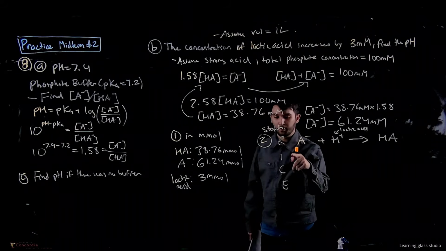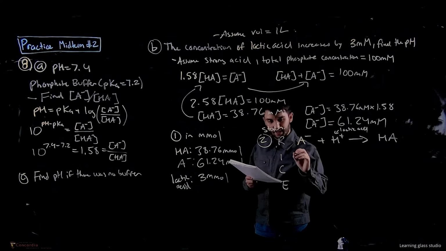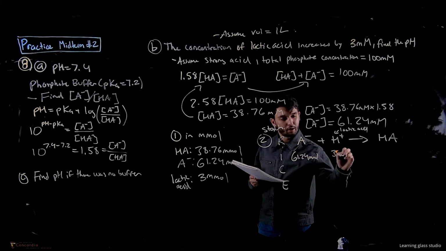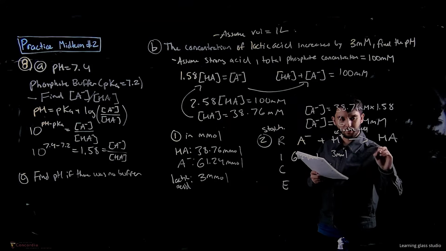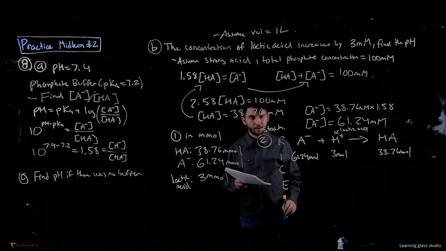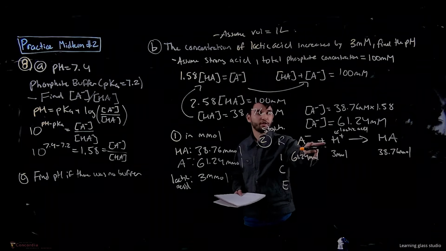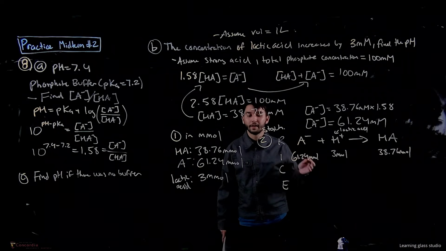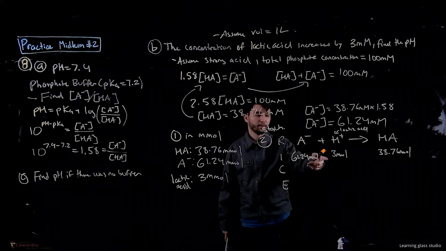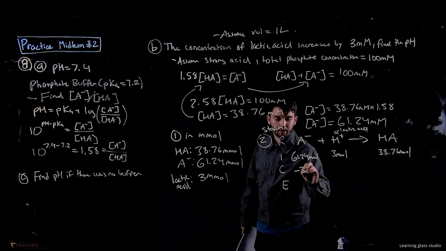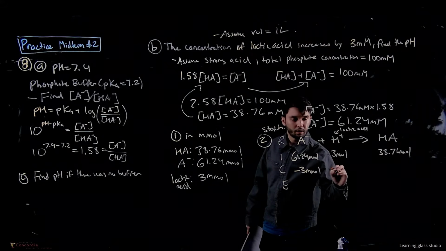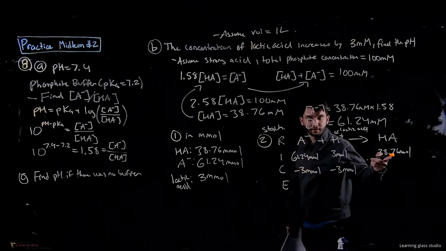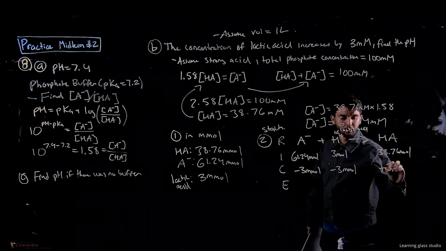So now we start with I, which is initial. So we get 61.24 millimole, 3 millimole, and 38.76 millimole. All right, now we know that there's going to be a change, so these two are going to react, so the amounts of both of these will go down. They will go down by the amount of the smaller of the two amounts. So in this case, they will both go down by 3 millimole.